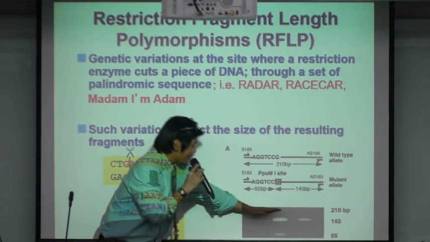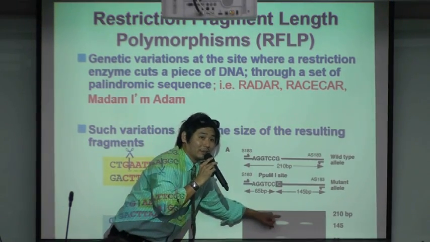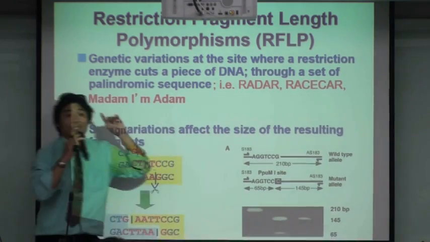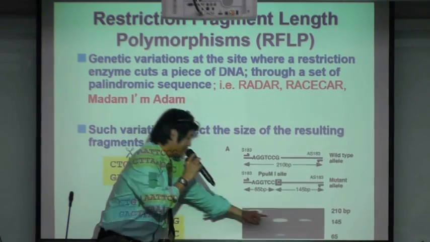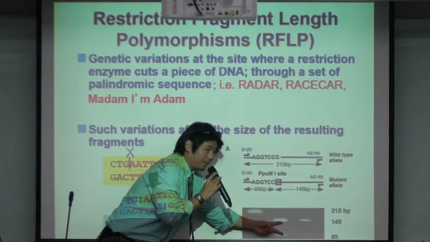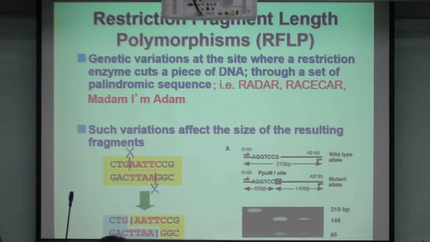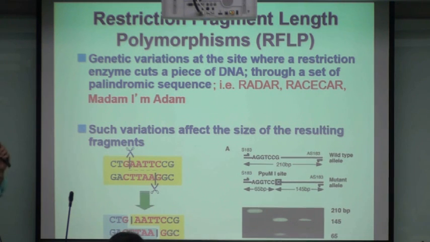But if you have extra band here, what does that mean? Heterozygous, right? You have one allele having the uncleaved product, and the cleaved product is like that one. So that is the PCR-RFLP, which is based on PCR and restriction enzyme.